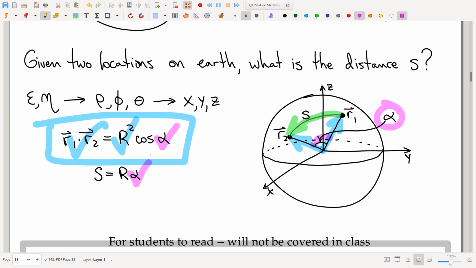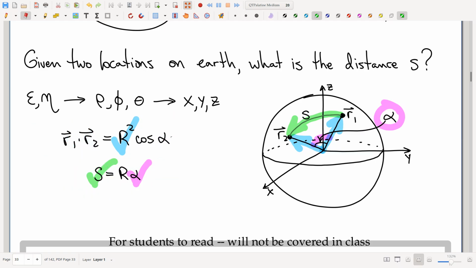And once you know alpha, you can compute S by, again, a high school geometry formula relating arc length to angle. Okay, so I think it's kind of neat. If you don't know spherical coordinates and the conversion formulas, you look at a problem like this, and most people would think of this on the Mercator projection.